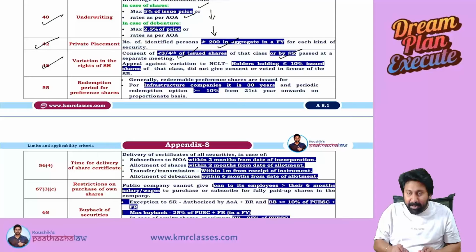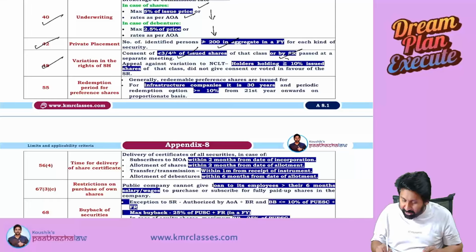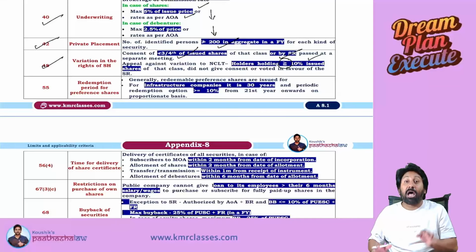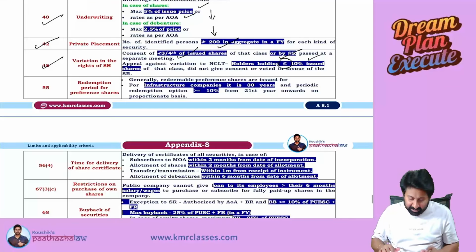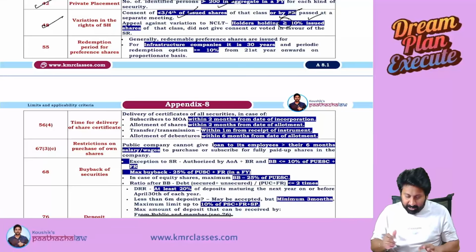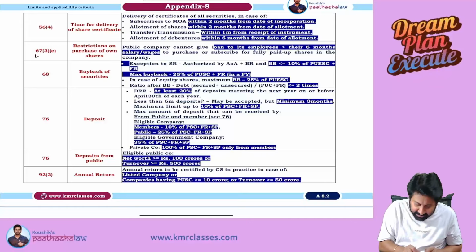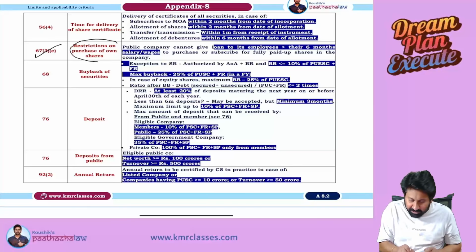Okay, appeal should be made by holders holding more than or equal to 10%. Means what? Minimum 10% of the issued capital should object in order to go to NCLT. Next one, important things only I am pointing out. Next, restriction on purchase of its own shares.